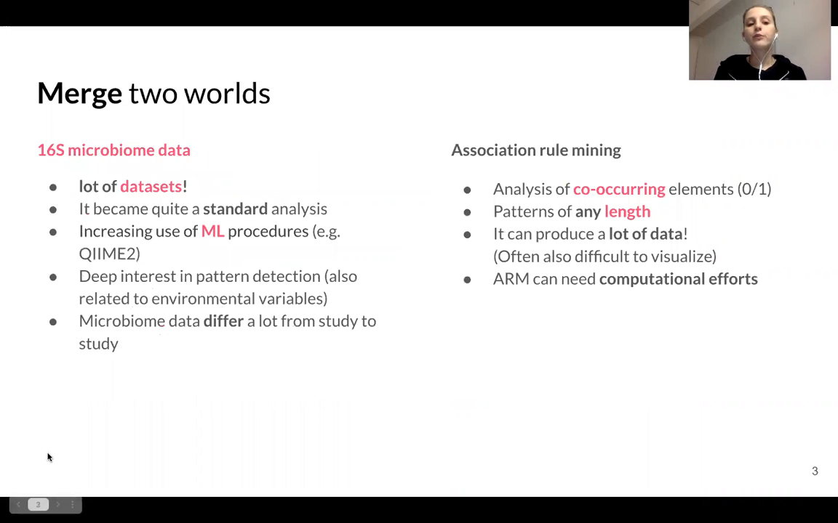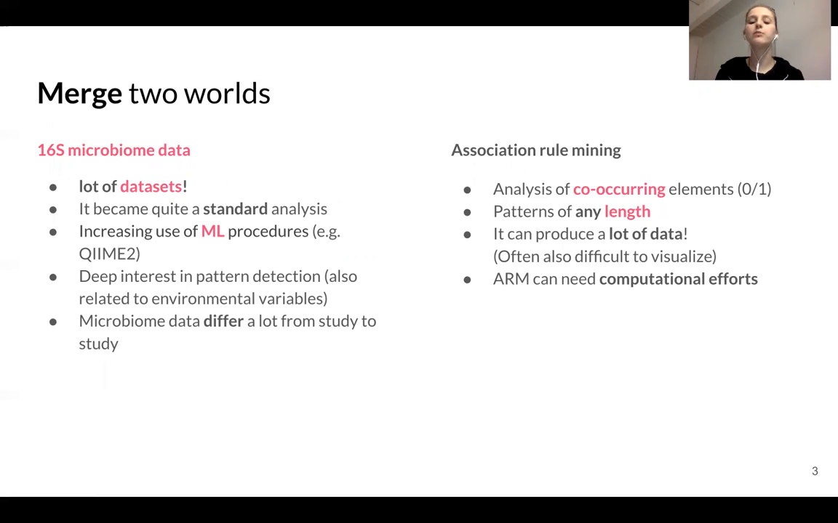With this work, I would like to merge the two worlds, the 16S microbiome data and association rule mining, to find microbiome patterns in our dataset. 16S microbiome data are quite a standard nowadays, and we have a lot of datasets. There is also an increasing use of machine learning procedures and a deep interest in pattern detection, in particular related to environmental variables. And association rule mining is a supervised machine learning technique that analyzes co-occurring elements, so presence-absence data, and can generate patterns of any length.